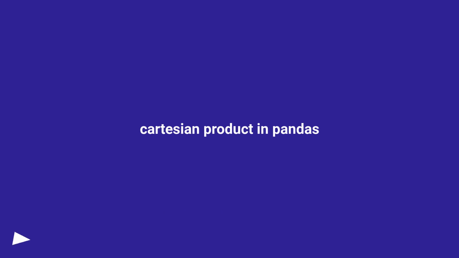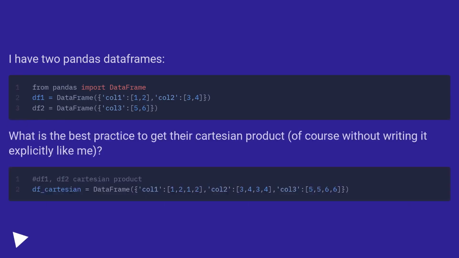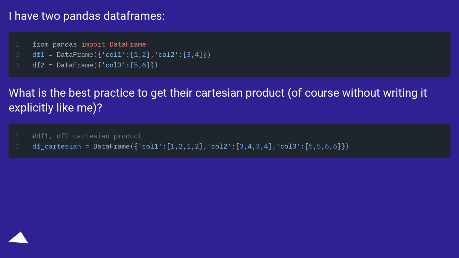Cartesian product in pandas. I have two pandas data frames. What is the best practice to get their Cartesian product, of course without writing it explicitly like me?